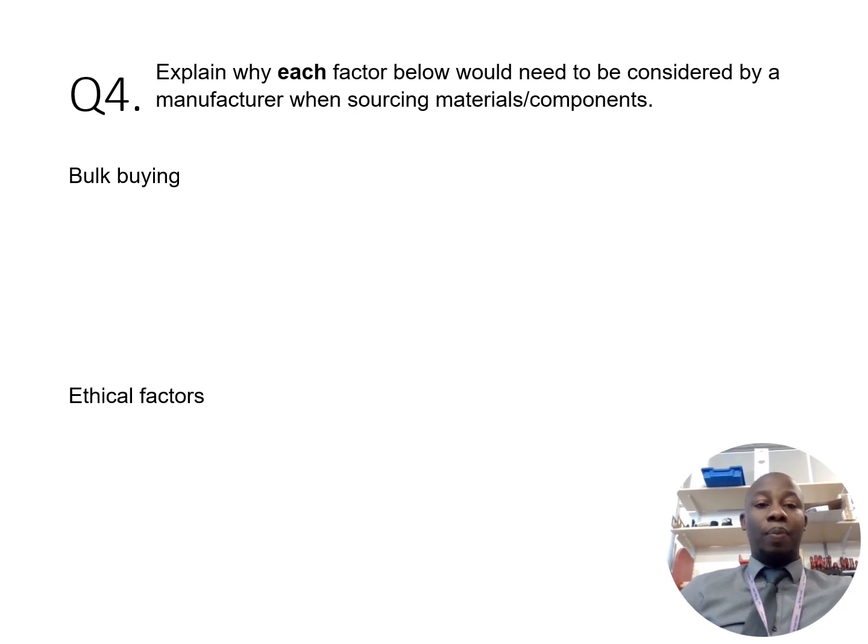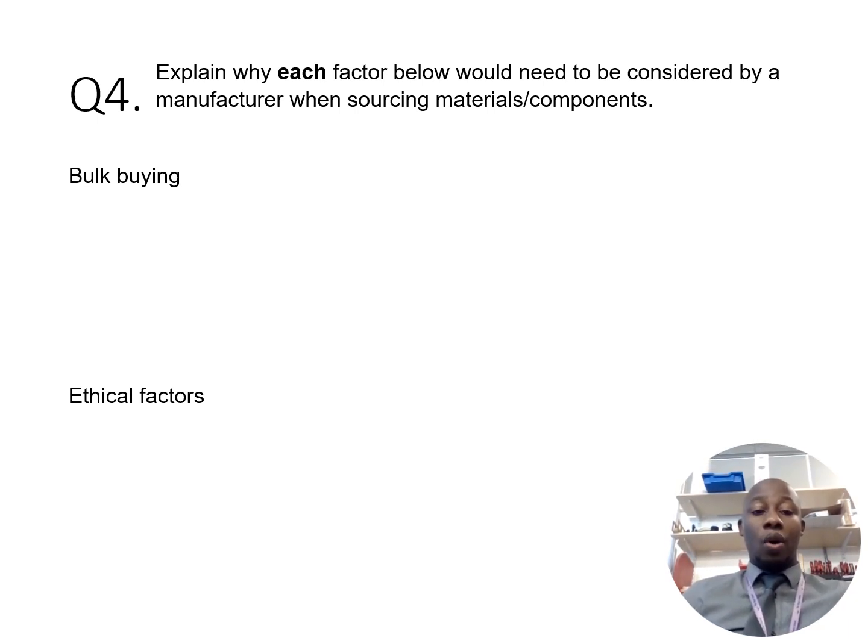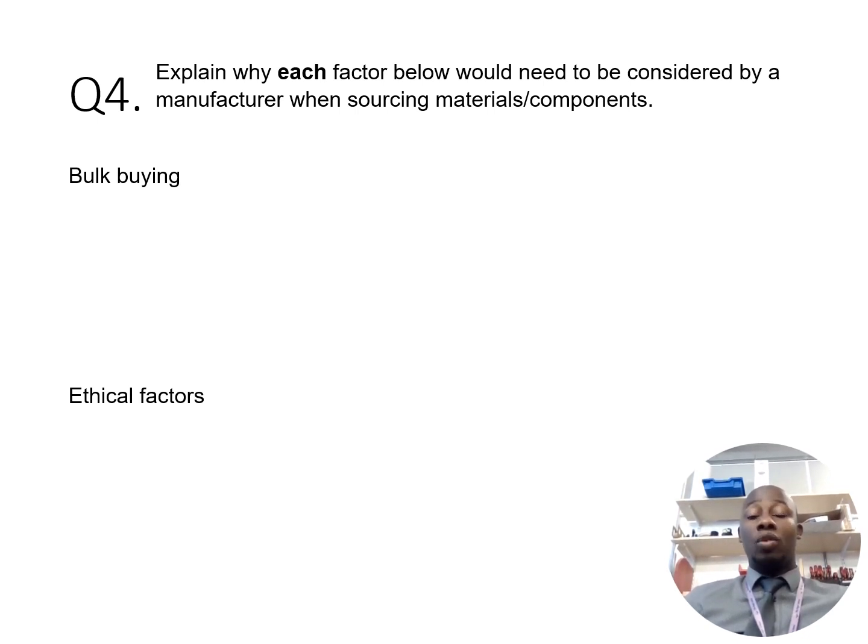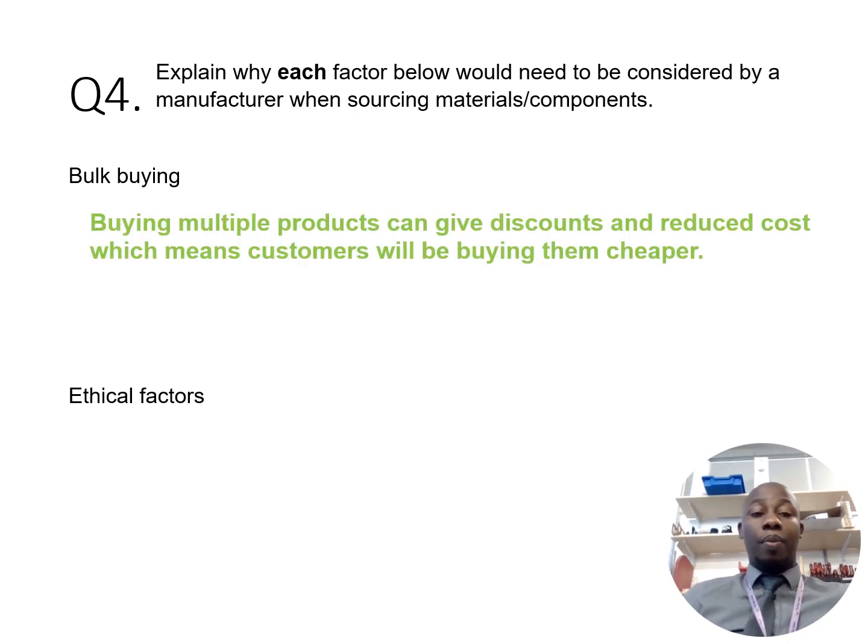Question 4. Explain why each factor below, which is bulk buying or ethical factors, would need to be considered by a manufacturer when sourcing materials or components. So if manufacturers are planning on building a product, they then decide, right, we need to go and source some materials. What sort of factors or what sort of things do they need to think about or consider before they go off and buy those products? So one here is about bulk buying, and the other one is about ethical factors. So we'll look at bulk buying first.